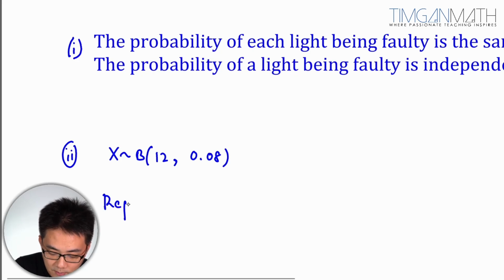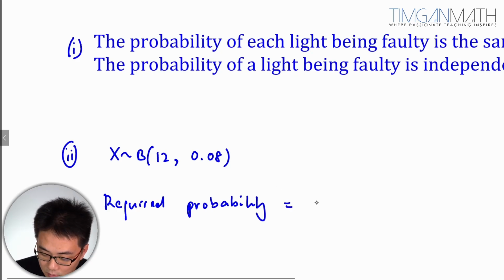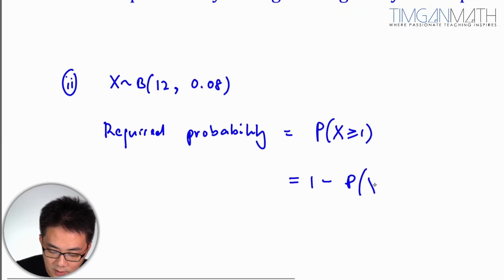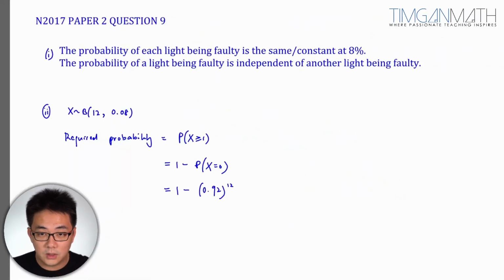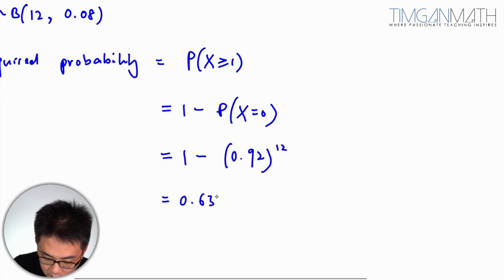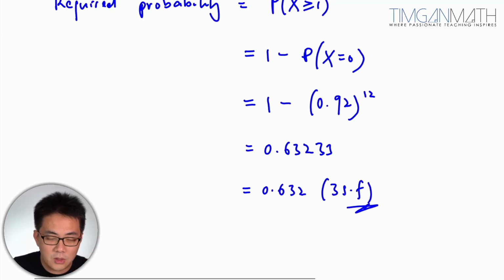The required probability is the probability of at least one faulty light, so P(X at least 1). In other words, this is 1 minus P(X equals 0), which is 1 minus 0.92 to the power of 12. This is the answer. Key it in the calculator and you should get 0.63233. Since this is just one mark, they are just looking for the final answer.